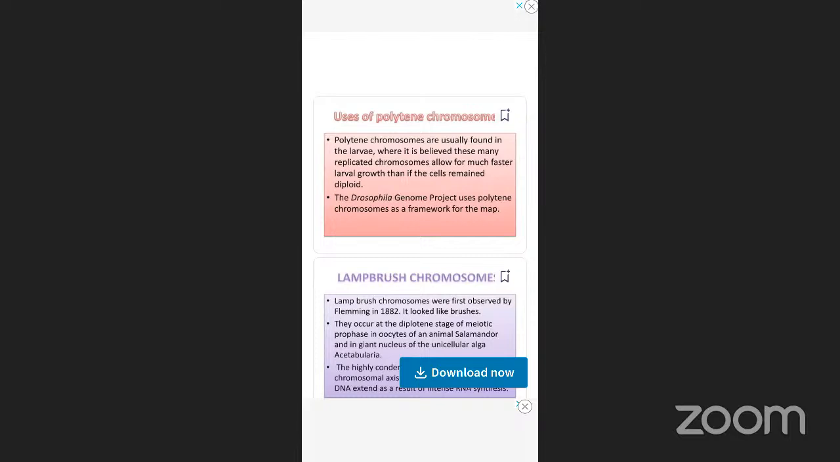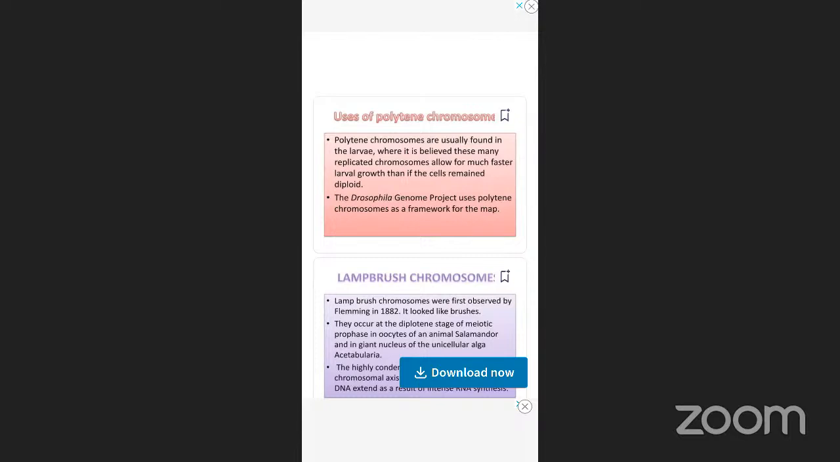Next one, lampbrush chromosomes. These are a special kind of chromosomes found in the primary oocytes of amphibians. They are also found in the spermatocyte nuclei of insects, including Drosophila, and in the giant nucleus of the unicellular alga Acetabularia. They were first observed by Flemming in 1882, and later in shark oocytes by Rückert in 1892.